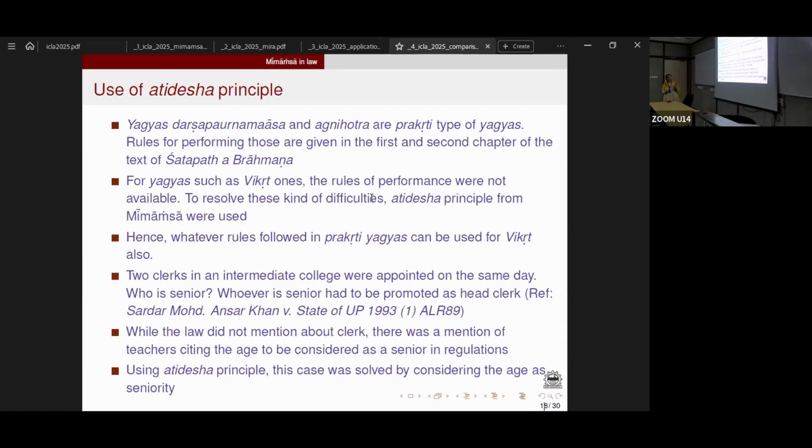are two clerks in an intermediate college, and who is senior? The seniority rules that were available were for teachers. So through the Vikriti concept, they assumed that because it is for teachers, it can be applied to clerks also. So they used this Atidesha principle in order to solve this case.